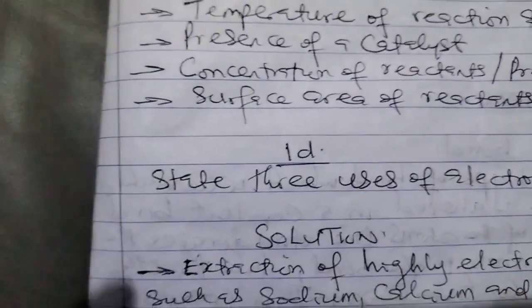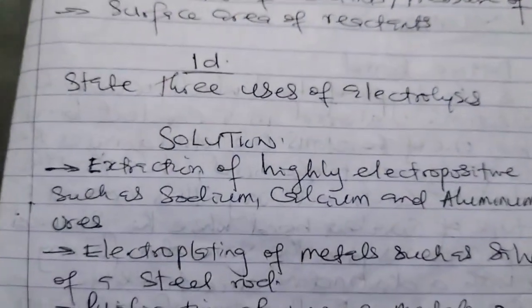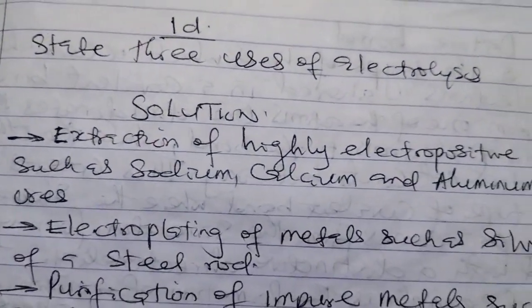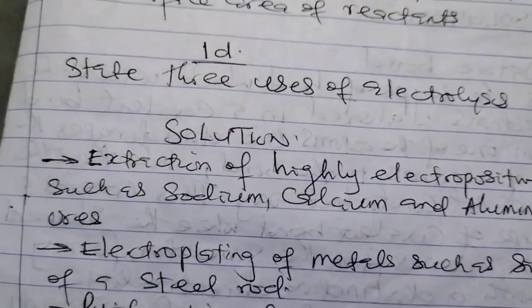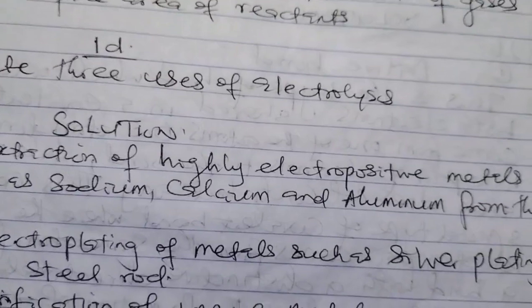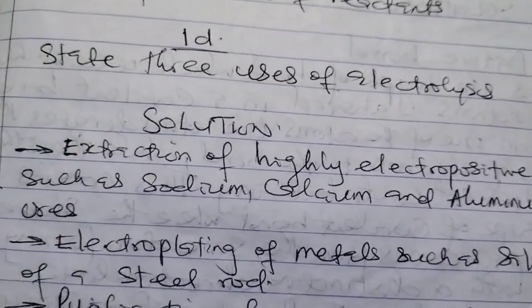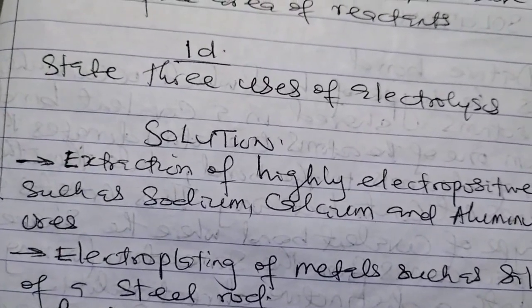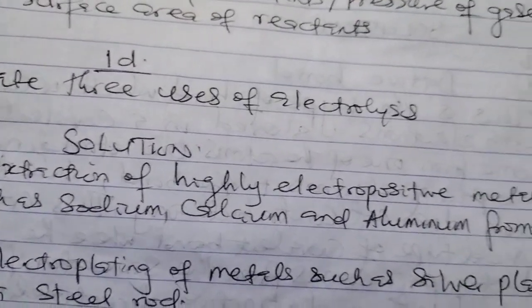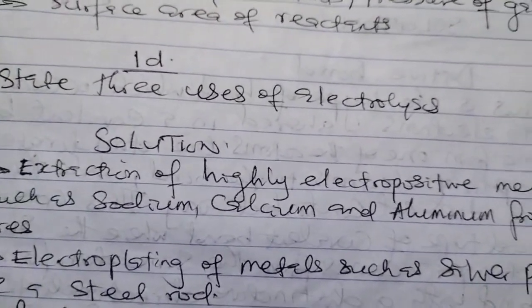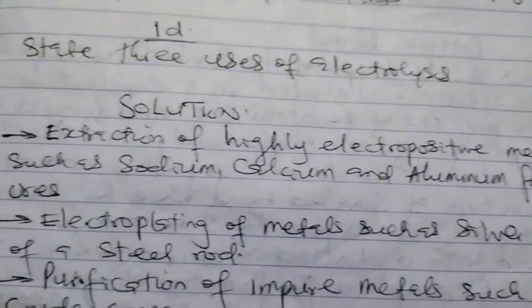Then going to 1D that says state 3 uses of electrolysis. Number 1, extraction of highly electropositive metals such as sodium, calcium, and aluminium from their ores. So you must give examples of such metals. Don't just say extraction of metals and stop there. Extraction of highly electropositive metals such as sodium, calcium, aluminium from their ores.